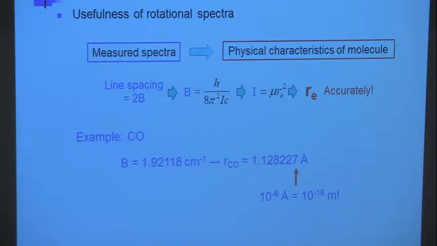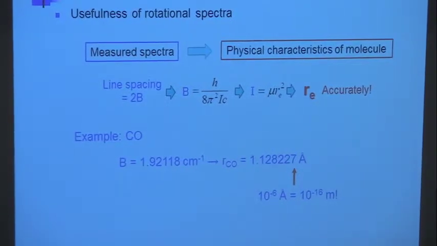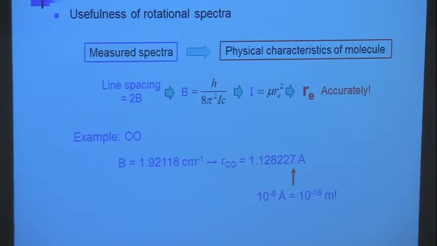So the spacing. So you can measure frequencies pretty accurately. So if you measure the frequency of these lines, take 2B, you've immediately found out something about this molecule, internuclear spacing.